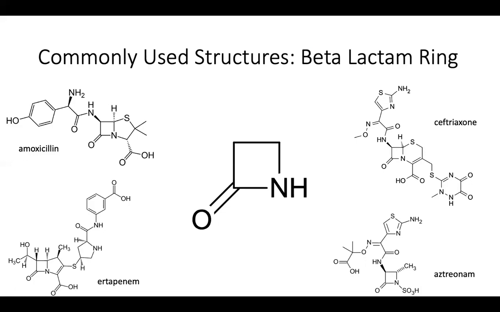And so this ring is contained in the beta-lactam antibiotics. For example, amoxicillin, we would see it right here. Ertapenem, we see it right here in the structure. And then ceftriaxone. However, aztreonam is a monobactam antibiotic. So the beta-lactam is not connected to another ring like you see in ceftriaxone, amoxicillin, and ertapenem. So it's not cross-reactive with the other beta-lactam antibiotics.